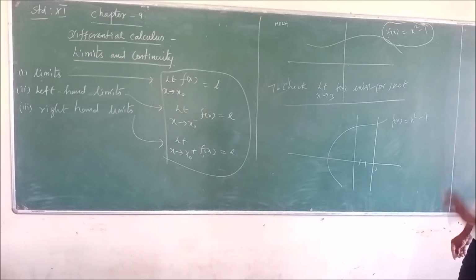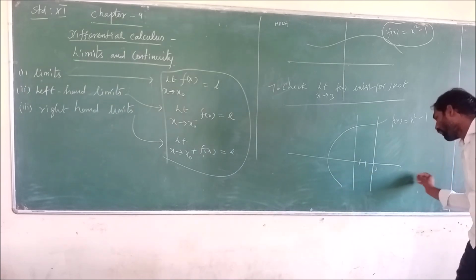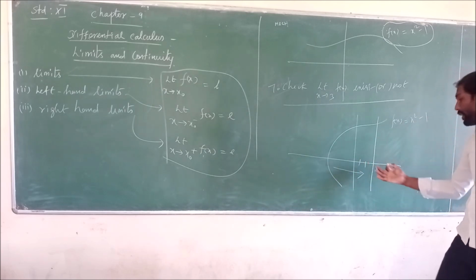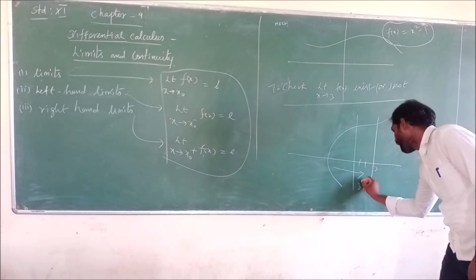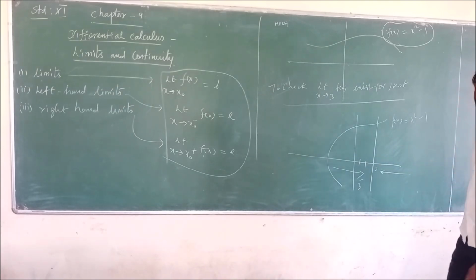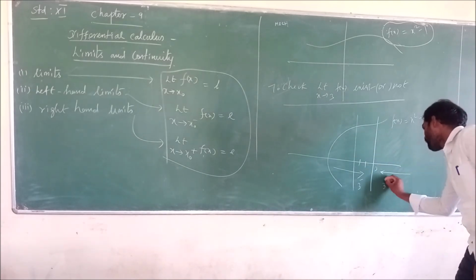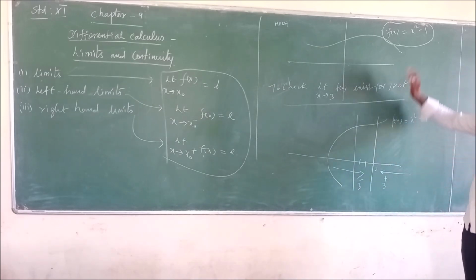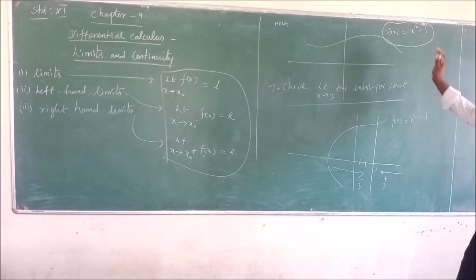So the basic definition for the limit is to find the value that f approaches as x approaches from the left-hand side, 3 minus, and to find the value it approaches from the right-hand side, 3 plus. If both are equal, then the given limit exists at the point 3. If not equal, it does not exist at the point 3.